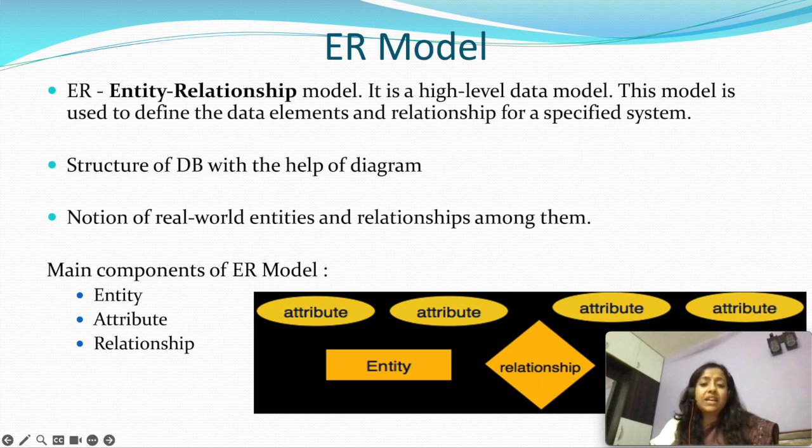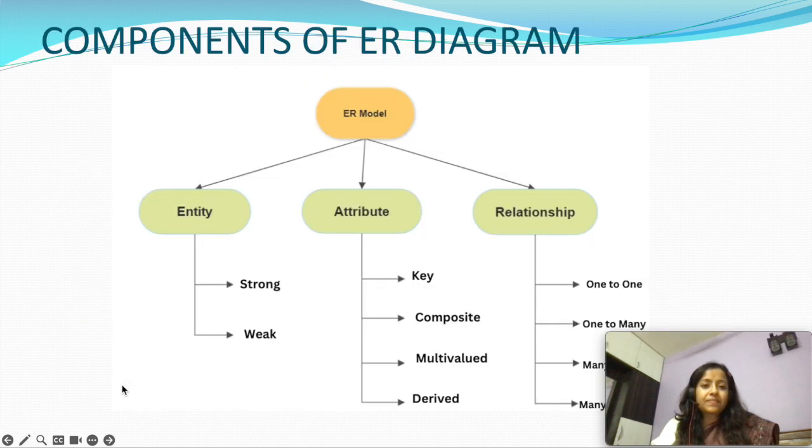Each of these: an entity will be represented in a rectangle, attribute will be represented as an oval, and relationship will be represented as diamonds. These are the components of ER diagram, that is entity relationship diagram.